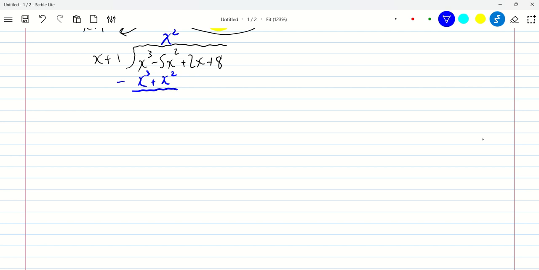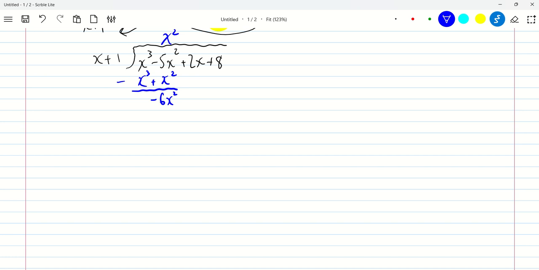So x cubed take away x cubed is 0, so that just disappears. I'm not even going to write 0 because that just disappears. Negative 5x squared take away x squared is negative 6x squared. So this process is exactly like long division with numbers, but we've got algebra in it now. But it's exactly the same process. If you remember it, maybe you don't remember it. Most people don't. That's okay. So that's the first iteration of this done, and then we do it again.